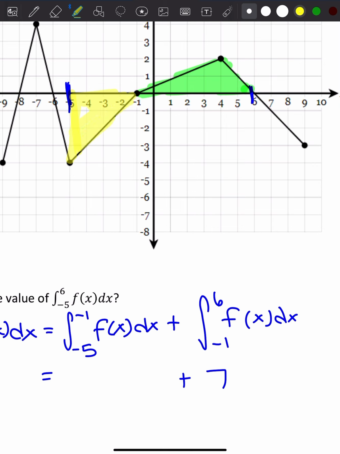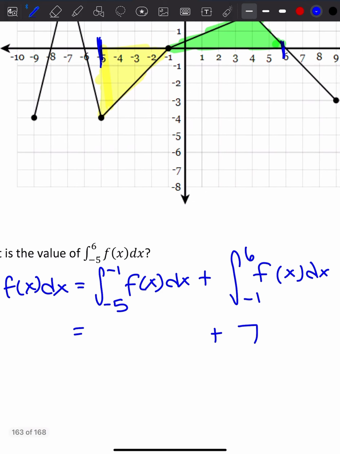So this area right here that we're looking at is another triangle. But one of the things that you're going to notice is that it is in the negative region. So one of the things that we want to keep in mind is that if we are above the x-axis, our area is positive. If we are below the x-axis, even though we're finding the area, our area is going to be negative. So the amount of area that we're covering is going to be negative, just like the height would be.